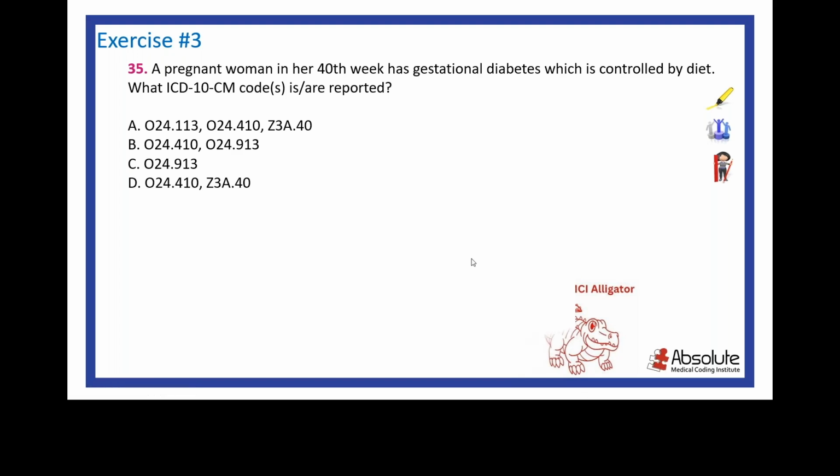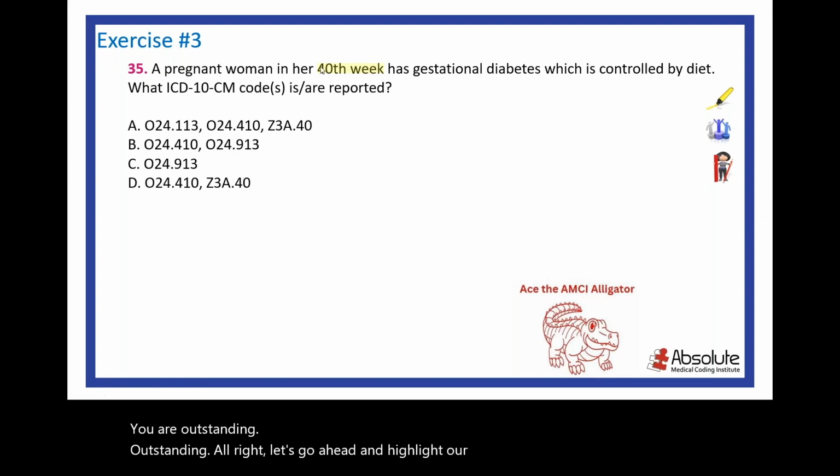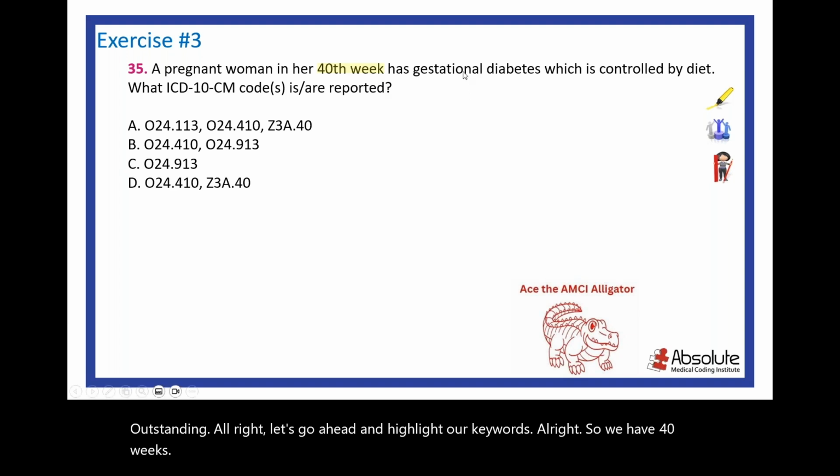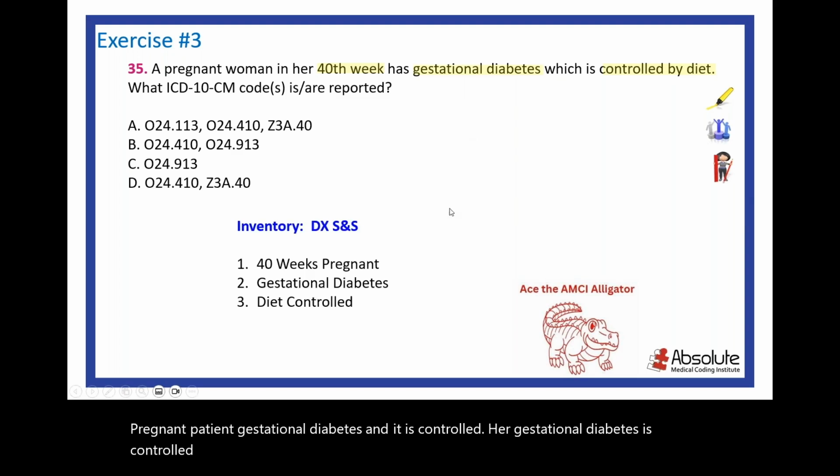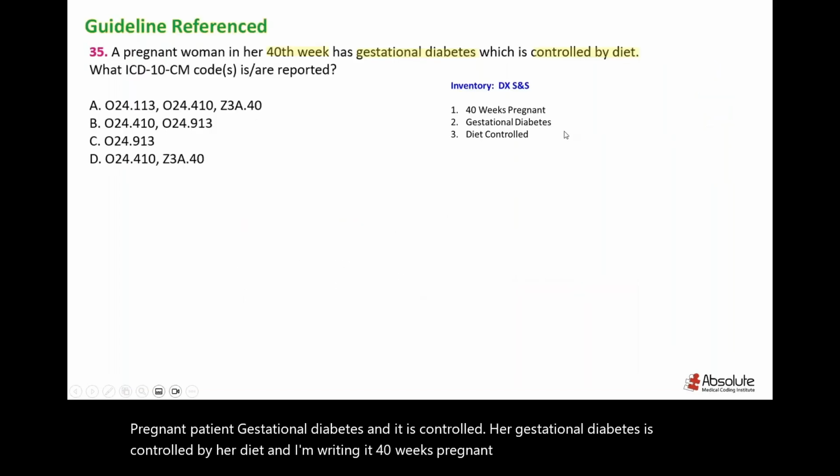Okay, outstanding. All right, let's go ahead and highlight our keywords. So we have a 40 weeks pregnant patient, gestational diabetes, and it is controlled. Her gestational diabetes is controlled by her diet. And I'm writing it: 40 weeks pregnant, gestational diabetes, controlled by diet.